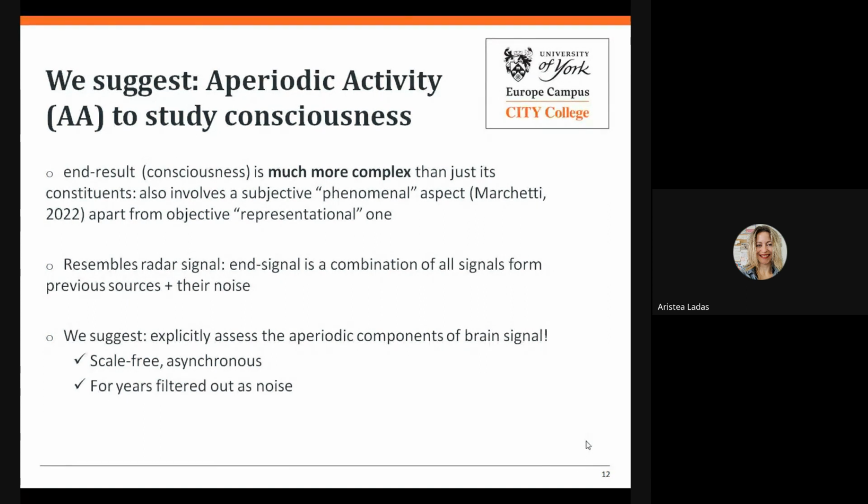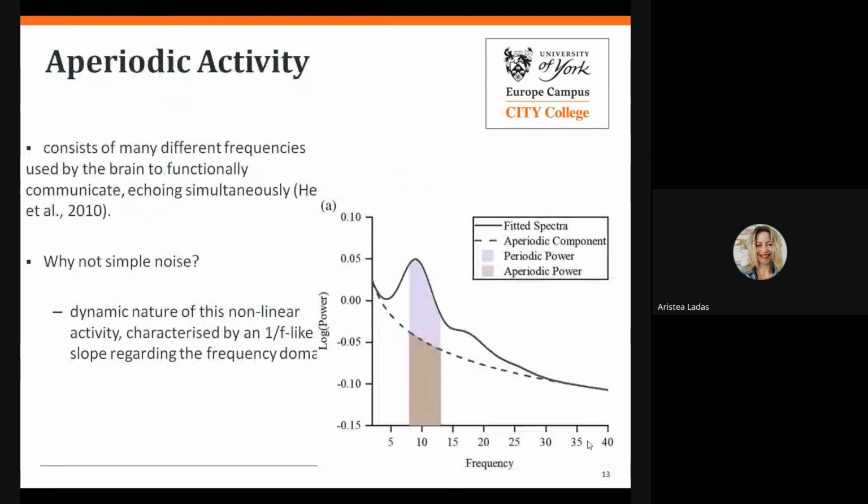That aperiodic component is scale-free and asynchronous, as opposed to oscillatory activity. And for years, traditionally, it has been filtered out of the signal that we assess because it is considered, grossly speaking, a part of brain noise with no useful information. So aperiodic activity consists of many different frequencies used by the brain to functionally communicate. Why isn't it simple noise? Because it has a dynamic nature, from its non-linear activity.